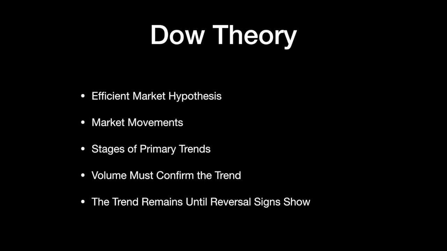Number 5, and the final point, is that a trend remains until reversal signs show. And you can determine that based on either a set of moving averages or volume characteristics. And the market structure, of course, lower lows, lower highs, etc.